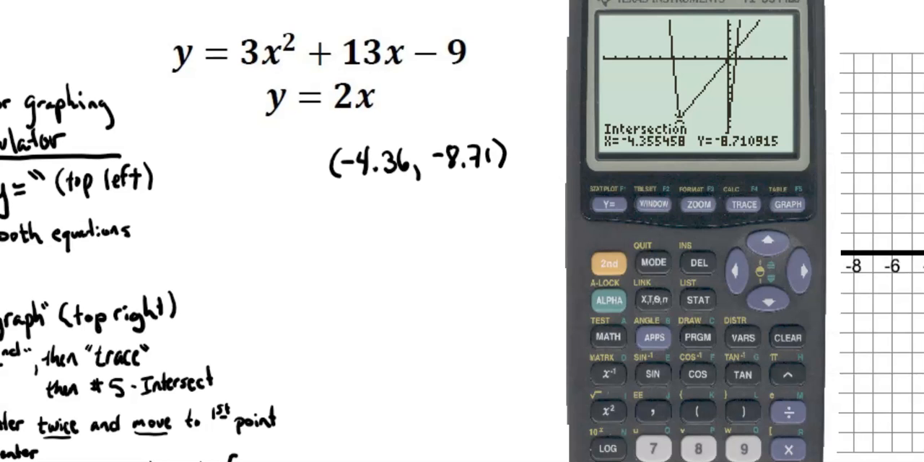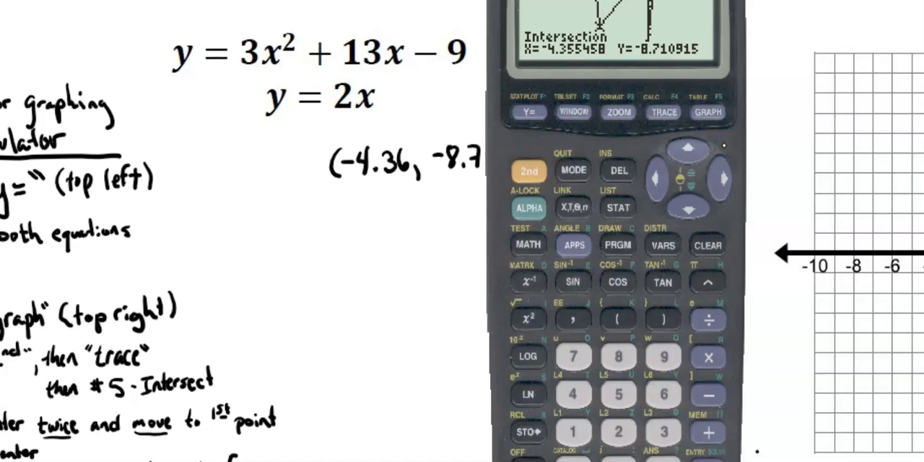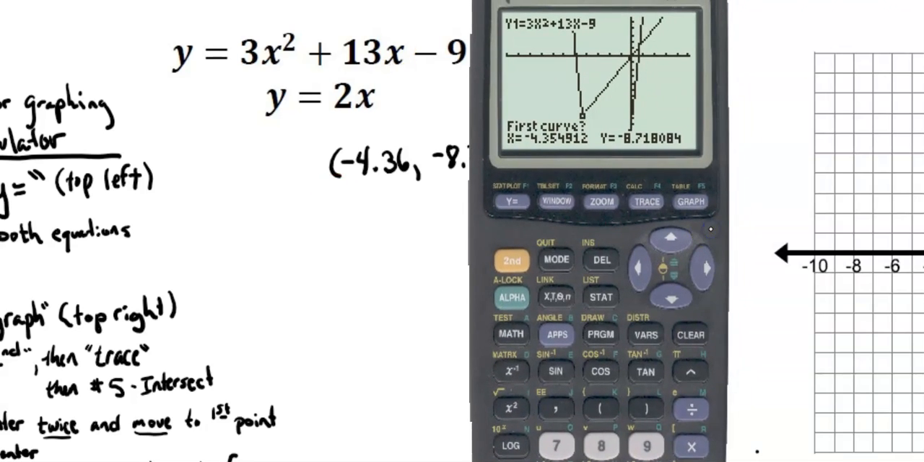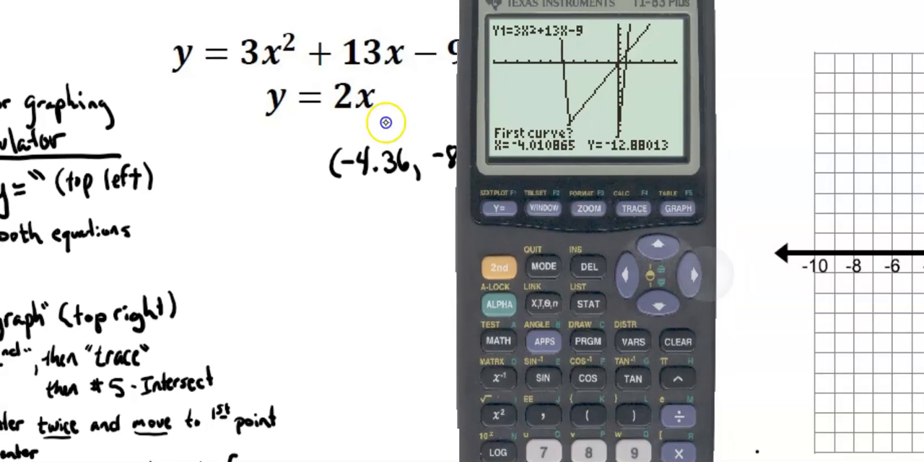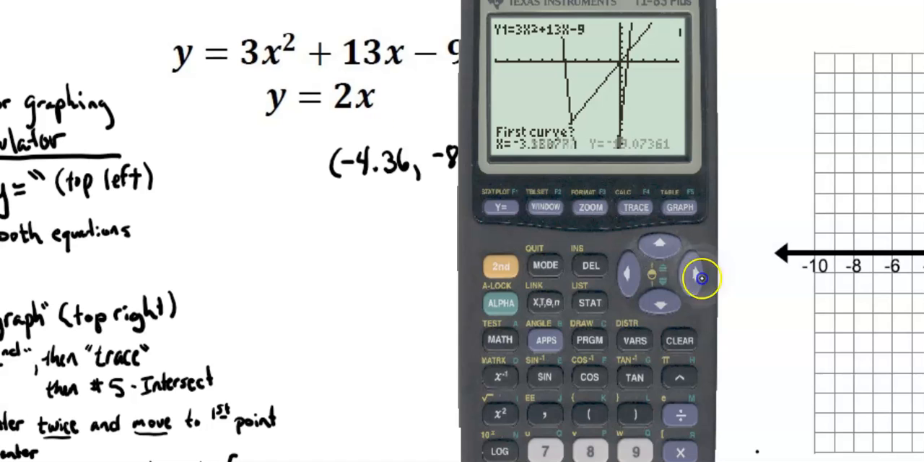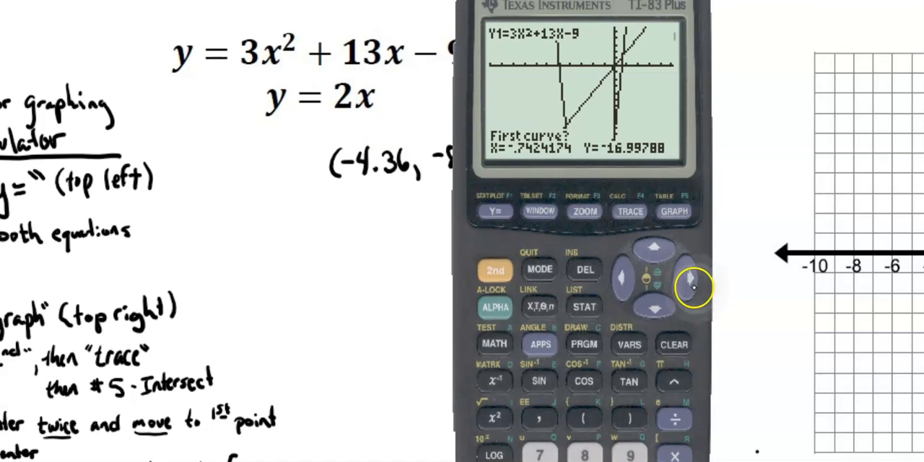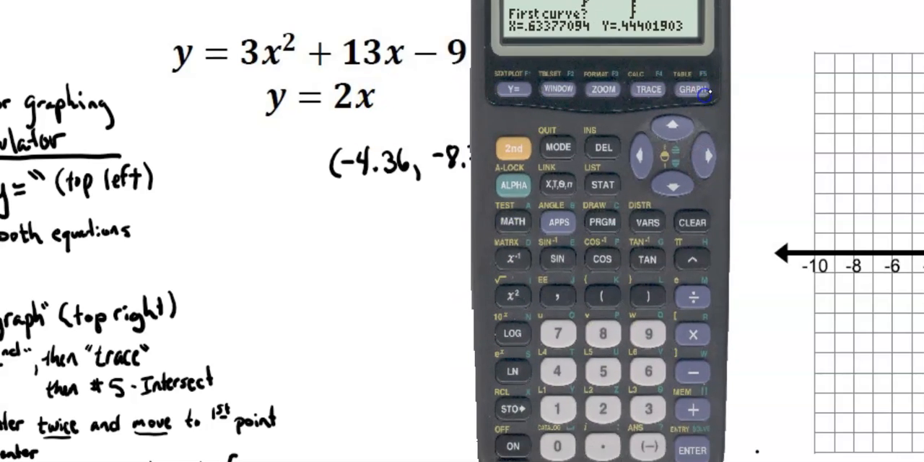And then for the other point of intersection, we repeat that process. So the first curve, I just keep moving. It's off the screen, but I can see its x-coordinate is at negative 0.9, and I know it's going to be up there close to 1. So now it's appeared up on the screen again. Hit enter.